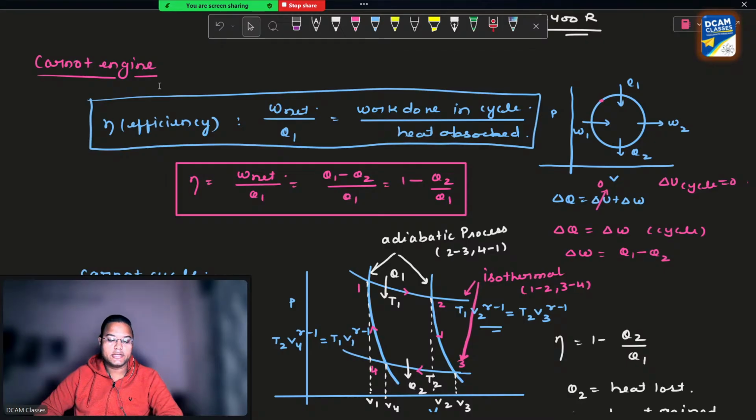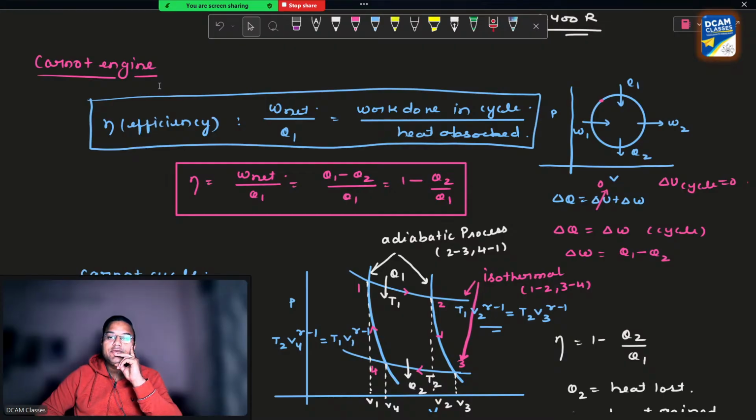Means few engines work on higher efficiency. Few engines work on lower efficiency. What do we mean by efficiency? Means the power output, the amount of input you are giving and the output that's getting produced, because some of the energy is being lost. Okay. Now here in the engine, how do we calculate the efficiency of an engine?